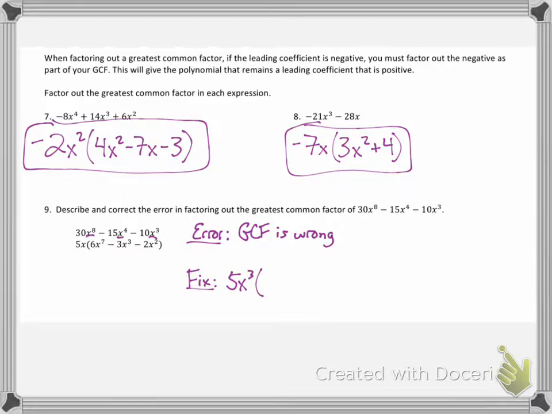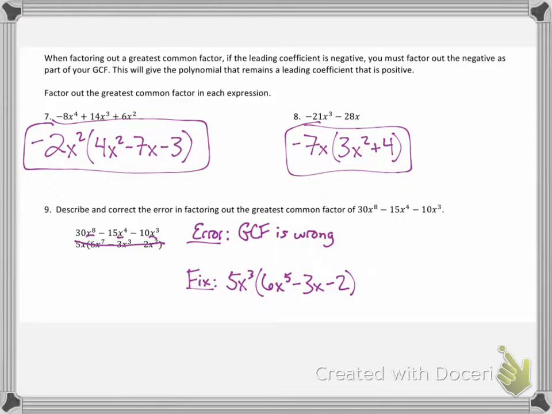Again, going back to the original problem, if I take out a 5x cubed, I'd have 6x to the 5th negative 3x and negative 2. Again, if I were to distribute that together with the incorrect answer or the correct one, I end up getting back to the same problem.